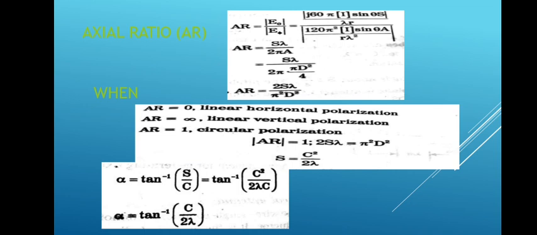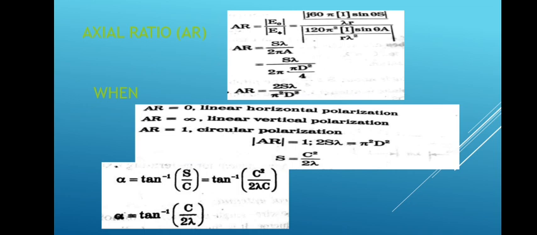So S is equal to C square by 2 lambda, where C is pi d, already known. So alpha equals tan inverse of C square by 2 lambda C. C and C get cancelled, then you get tan inverse of C by 2 lambda. This is the pitch angle. That means it depends on the circumference, the length of the wire, the length of the antenna. So it acts like this in the normal mode operation.